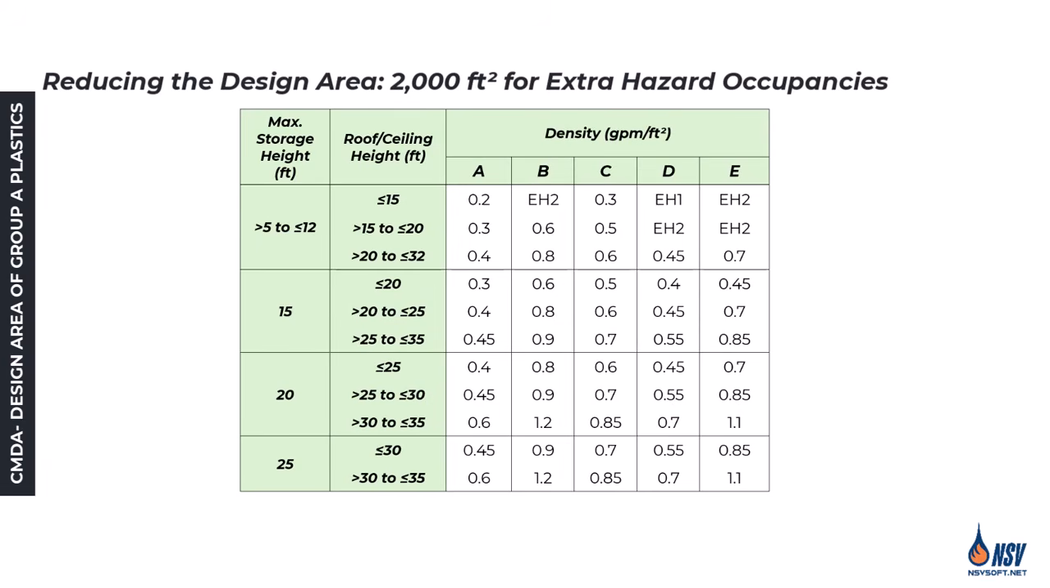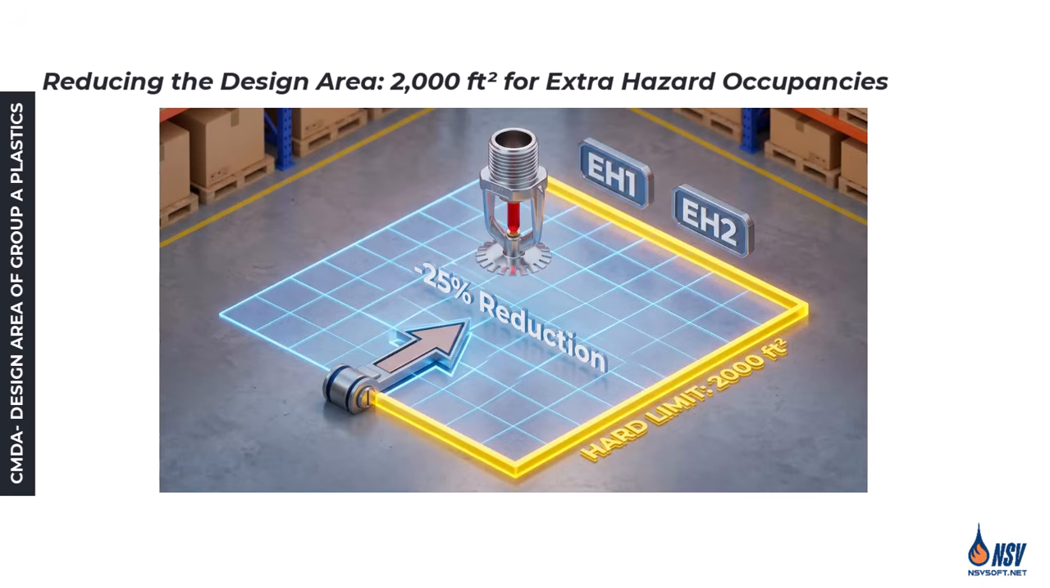Let us return to the second exception regarding design area reductions, which applies when the tables direct us to use extra hazard Group 1 or Group 2 densities. Under these conditions, we are permitted to reduce our design area by 25%, though we can never drop below a minimum of 2,000 square feet, provided we meet specific sprinkler criteria.